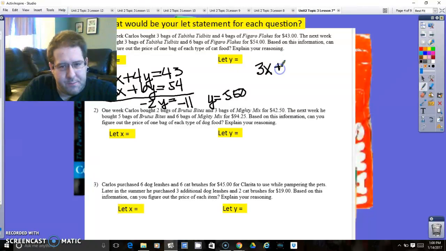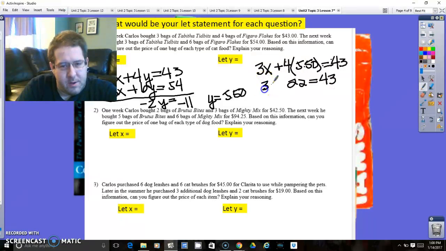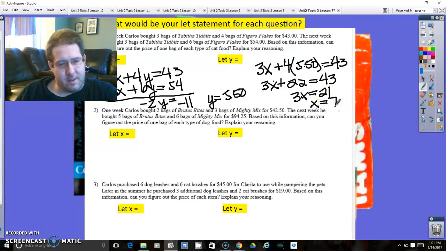3x plus 4 times 5.50 equals $43. All right, so 4 times 5.50 makes $22. Bring everything else down that we didn't do anything with. Subtract 22 from both sides, we get 3x equals $21. Divide that by 3, and that means that Tabitha Tidbits must cost $7.